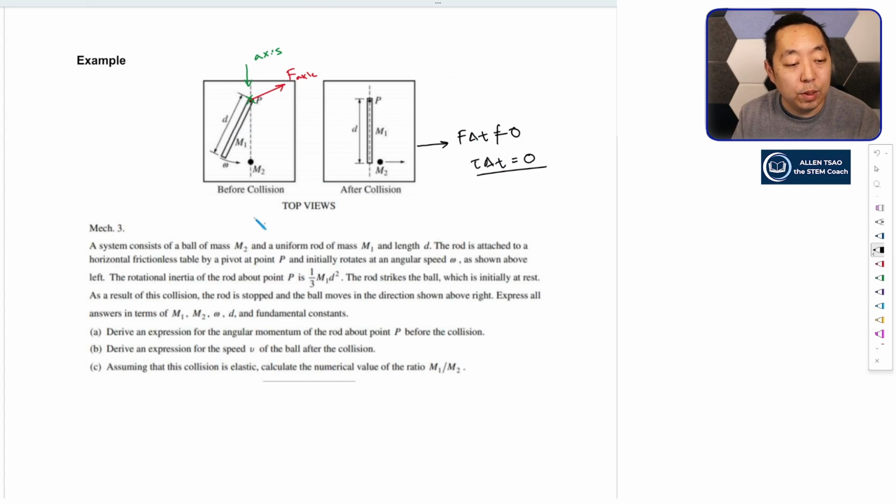Okay? So we want the initial angular momentum before the collision of the system. Well, this guy doesn't have any angular momentum because he's not moving. And then this guy has angular momentum, just I times omega, right? And what is the I? The rotational inertia about point P is 1/3 md squared. So they're just telling you it's 1/3 m1 d squared times omega. And that's the initial angular momentum of the system right now.